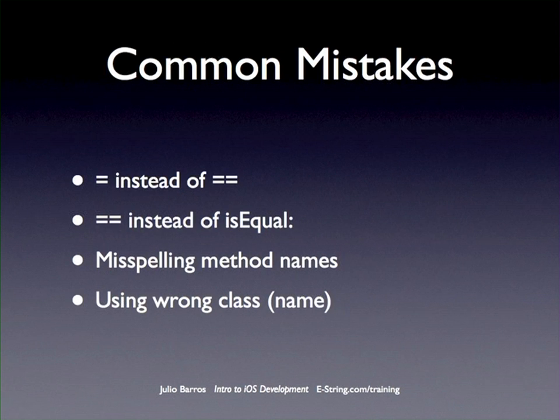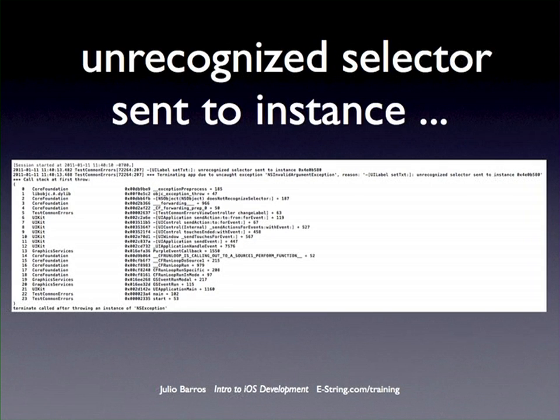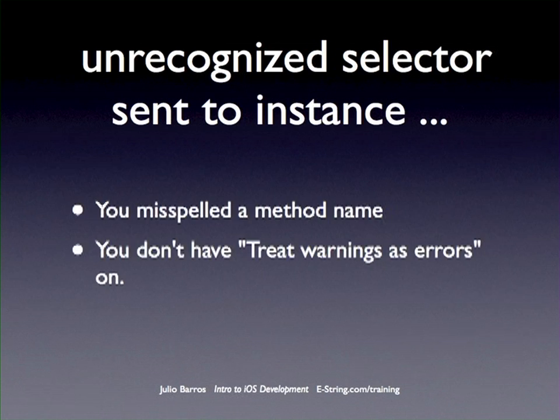Some common mistakes include using =, the assignment operator, instead of ==, the comparison operator, using comparison on pointers instead of the isEqual method on the objects, misspelling the method names, and using the wrong class. For example, when you're starting out, you'll get a lot of unrecognized selector crashes. This usually means that you misspelled the method name, or you are trying to send a message to an object that doesn't understand the message. That's usually the wrong object.